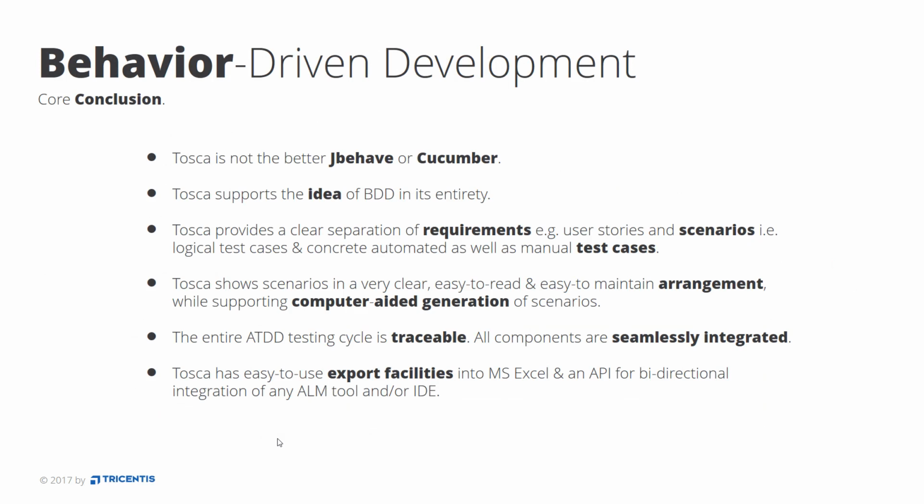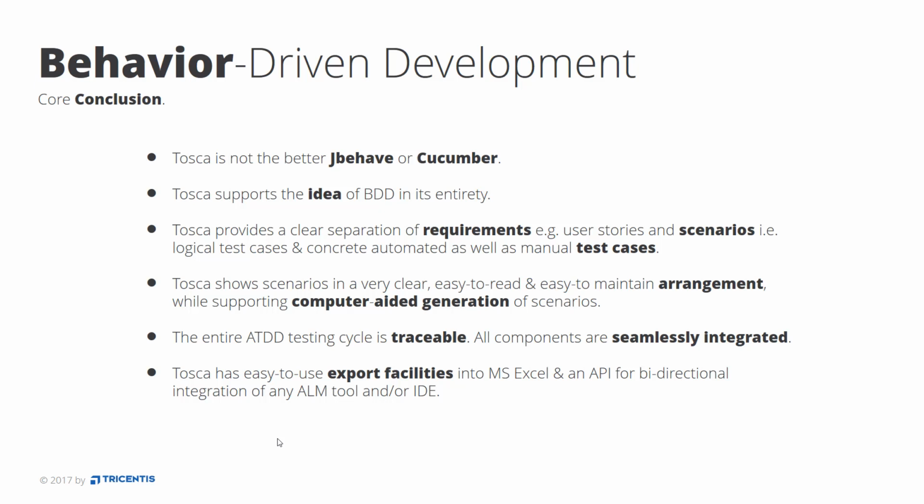So the core conclusion is Tosca is not better or worse than Cucumber. Tosca supports the idea of BDD in its entirety. It's really about that Tosca is not using just one language. You can decide what to use. And in the sections you really have a clear separation, like the requirements, you have the scenarios, you have the automated test cases, you have the execution list. So you really can have a separated view on each of these objects.